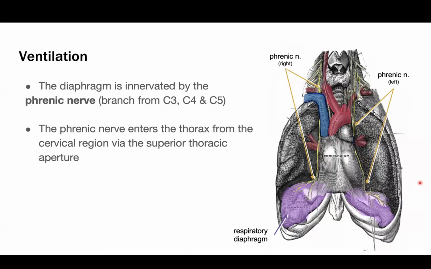So, your phrenic nerve travels from the cervical region, C3, 4, and 5, and enters the thorax through the superior thoracic aperture. It's going to descend along the lateral aspects of the pericardium and reach the diaphragm. A clinical implication: a cervical spine injury at or above C3, 4, and 5 can paralyze the diaphragm. This would then require ventilator support. This is another reason why high cervical fractures are so dangerous.